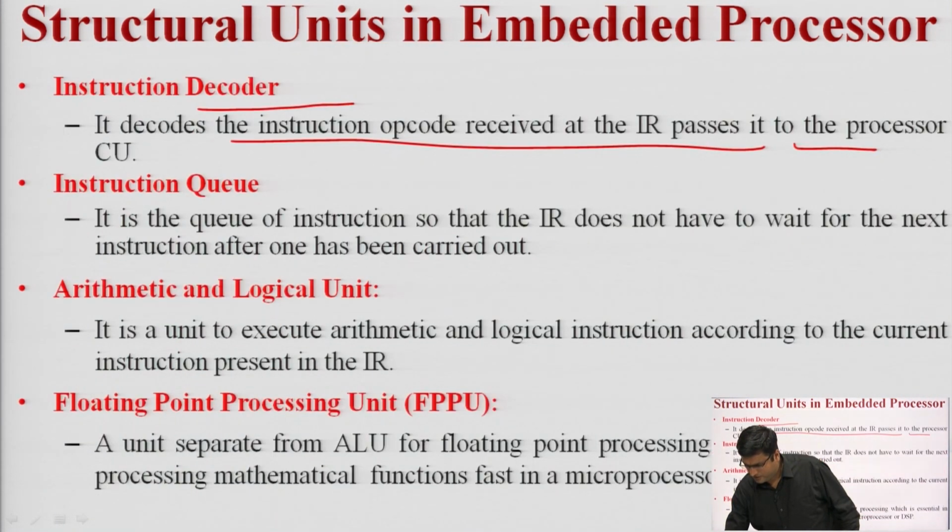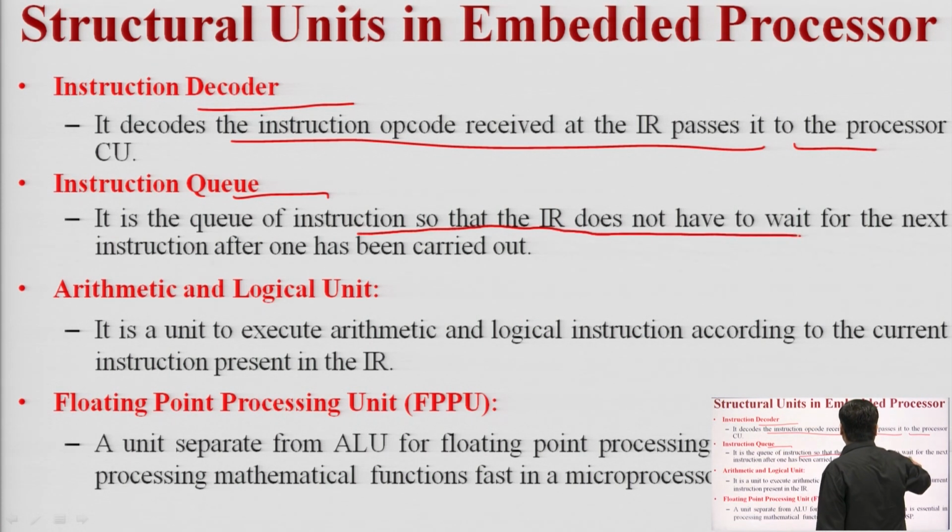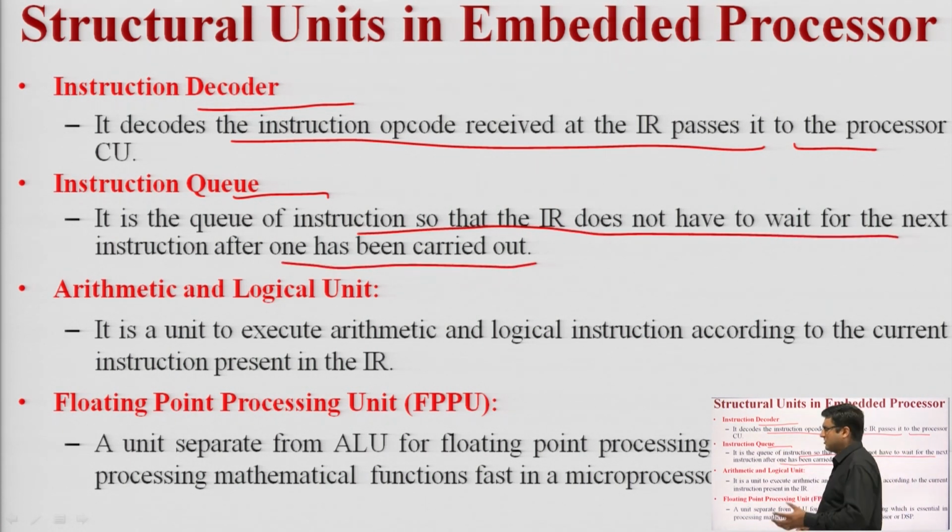Okay. So the instruction queue is a queue of instructions so that the IR does not have to wait for the next instruction after one has been carried out. In an instruction queue, instructions are in a queue. If one instruction is being carried out, another instruction is ready to execute.